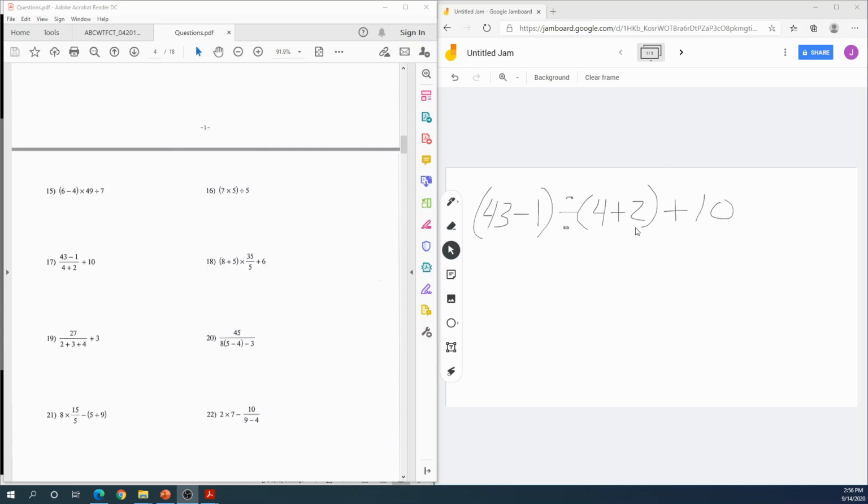So we'll start with our parentheses first. 43 minus 1 is 42, divided by our next set of parentheses, 4 plus 2, which is equal to 6. And we have a plus 10. So next we'll do our division. 42 divided by 6 is equal to 7. We still have the plus 10. So 10 plus 7 is equal to 17.